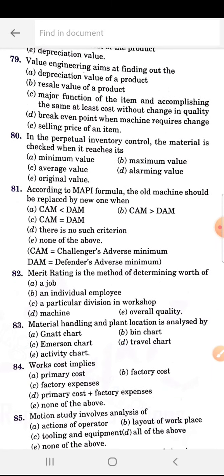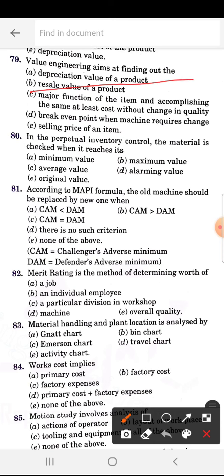Value engineering aims at finding out the... 79 is C, major function of the item and accomplishing the sales at the least cost without change in quality. So without change in quality, that is the important statement.